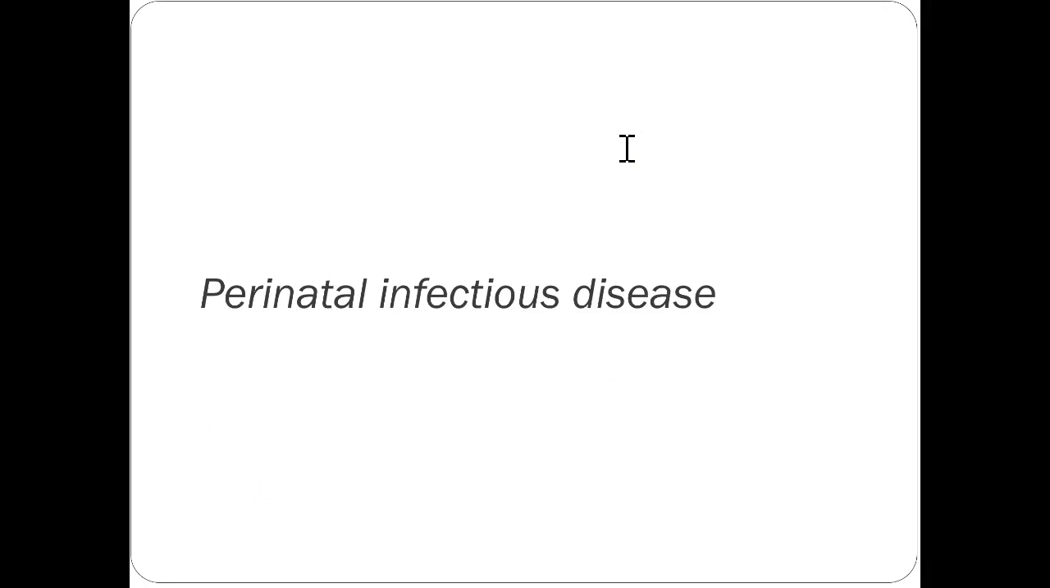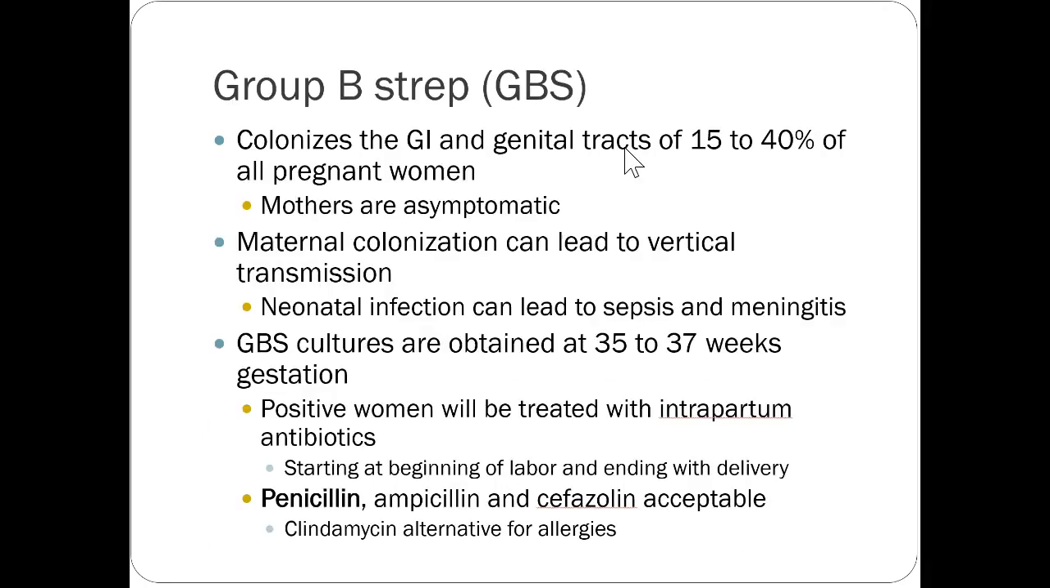All right, talking about some infectious disease things. Everybody's favorite topic to revisit. Group B strep is something that colonizes the GI and genital tracts of about 15 to 40% of all pregnant women. Most mothers are going to be asymptomatic, and this is not going to cause any problems for them.